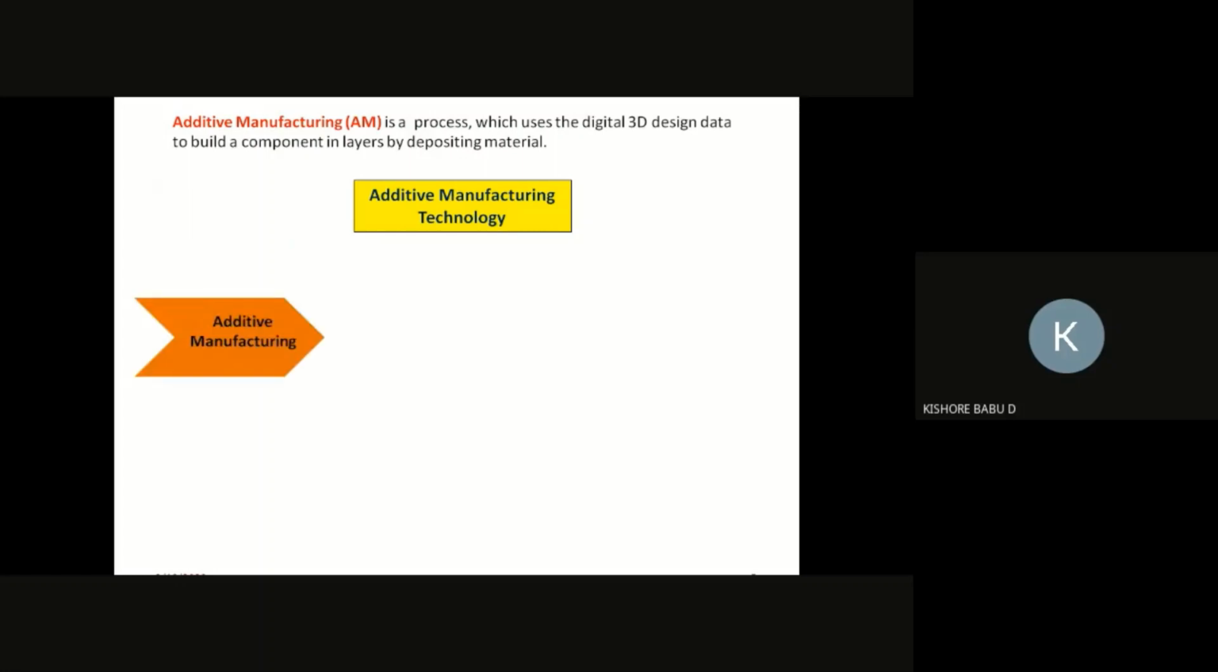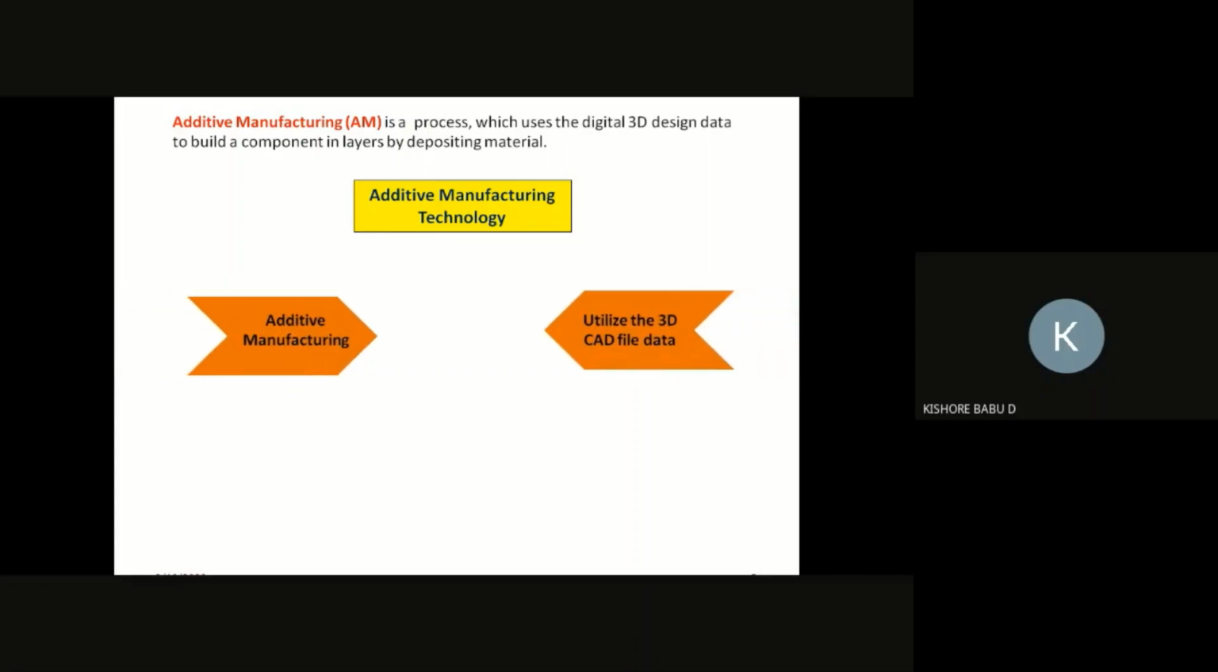Additive manufacturing is a process which is used to fabricate parts or components more easily compared to the other types of process, irrespective of the geometry of the shape. In additive manufacturing, it utilizes 3D CAD file data, and this gives product development.